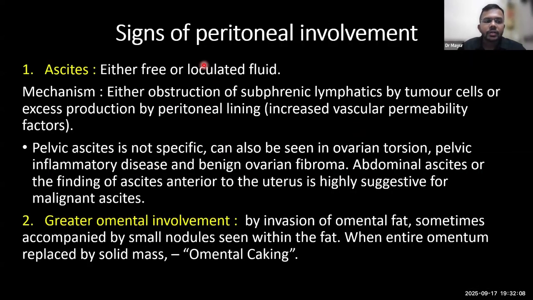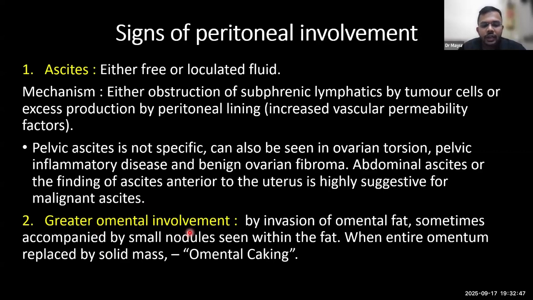Signs of peritoneal involvement. The first and the most common sign is ascites, which can be free or loculated, and occurs either due to obstruction of lymphatics or excess production by peritoneal lining. Pelvic ascites is not very specific. Small volume fluid in pouch of Douglas is not a very specific sign of peritoneal involvement because this can also be seen in benign conditions, for example, ovarian torsions or pelvic inflammatory diseases. But in case we find abdominal ascites or slightly larger volume pelvic ascites, that is fluid anterior to uterus, this is a more sensitive sign of peritoneal involvement.